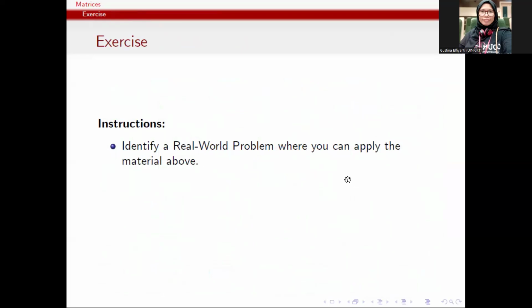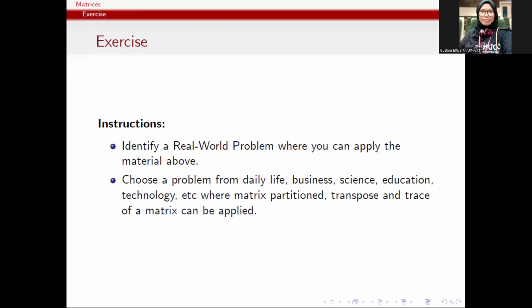So it's the end of this section. Now you try to find or identify a real-world problem where you can apply the material above. Choose a problem from daily life, business, science, education, technology, and so on, where matrix partition, transpose, and trace of a matrix can be applied.